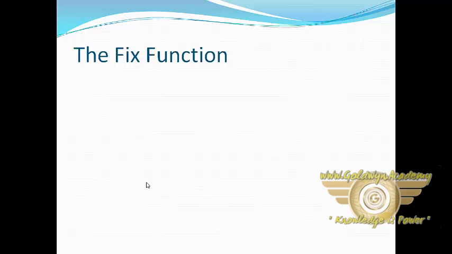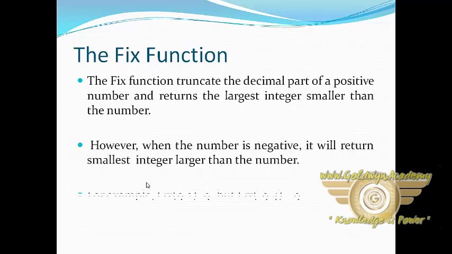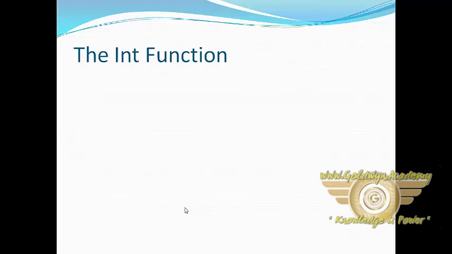Now let's see the fix function. The fix function truncates the decimal part of a positive number and returns the largest integer smaller than the number. However, when the number is negative, it will return the smallest integer larger than the number. This is the example of the fix function. When we write Fix 9.2, it returns the value 9. So this is about the fix function. We don't need to write Math.Fix. We can directly use Fix and it returns a numeric value.